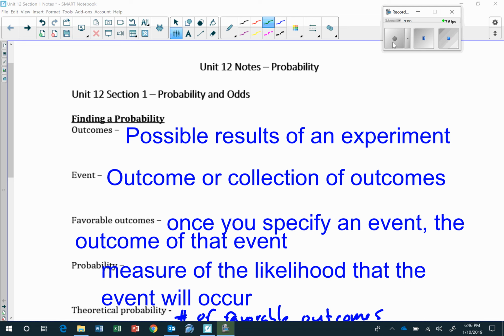An event is an outcome or a collection of outcomes. So an event could be rolling a 3, or rolling an even number, or rolling a multiple of 2. Those are all events. Favorable outcomes are, once you specify an event, the outcomes of that event. If I'm rolling a number cube and my event is that I'm trying to roll an odd number, then all my favorable outcomes would be 1, 3, and 5.